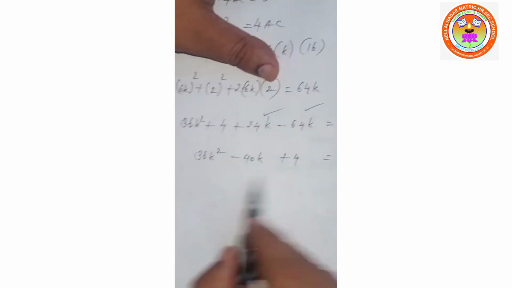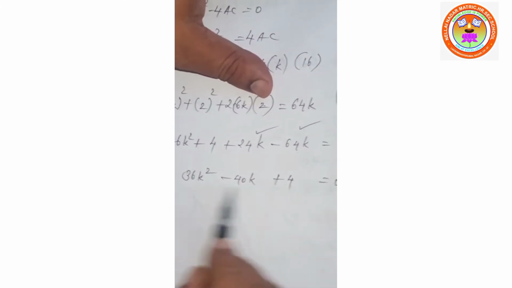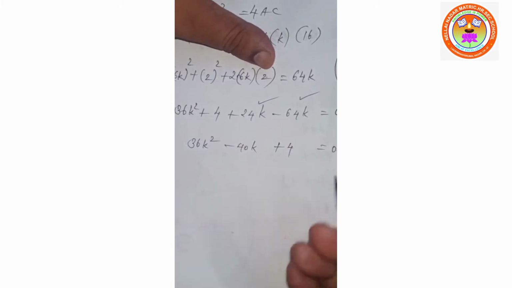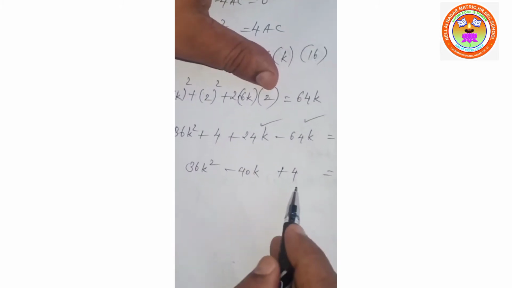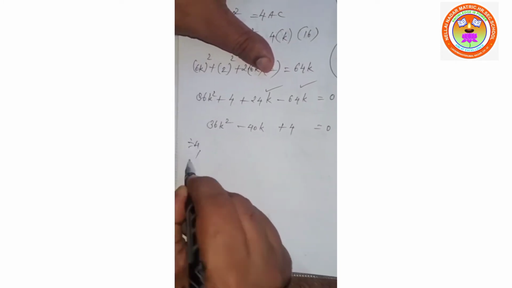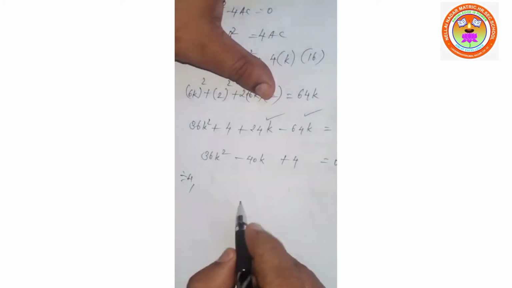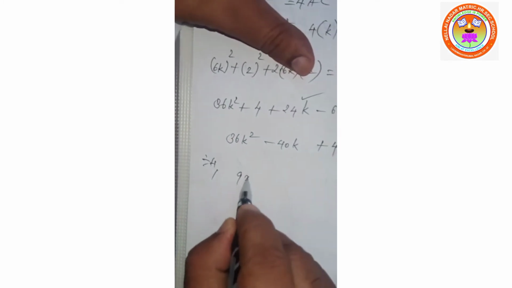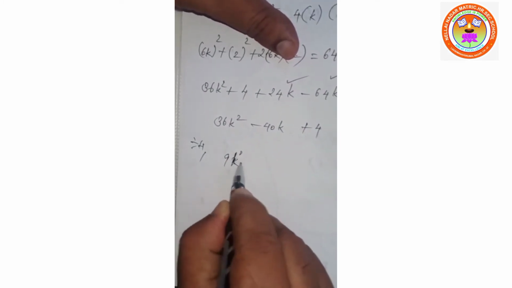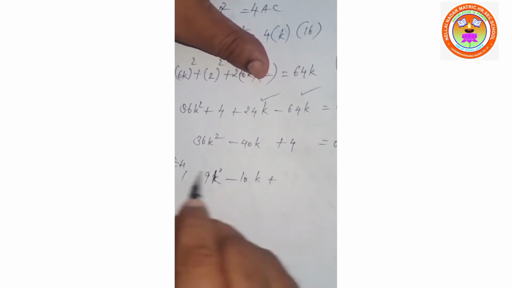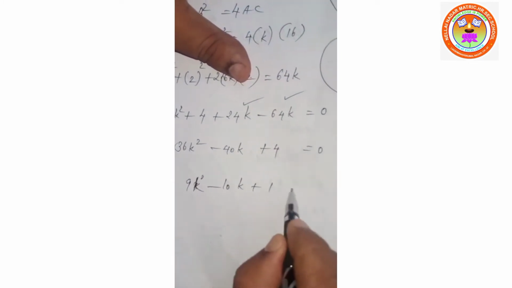Before factorizing, for 36, 40 and 4, all the three numbers, in which table can we get them? 2 table as well as 4 table, which one is greater? 4. You can go for 4 table. So divide by 4. Each and every term should be divided by 4. 36 by 4, how many times? 4 nines are 36, so 9k squared. 40 by 4, 4 table, how many times? 10 times. 4 by 4, that is equal to 1, that is equal to 0.